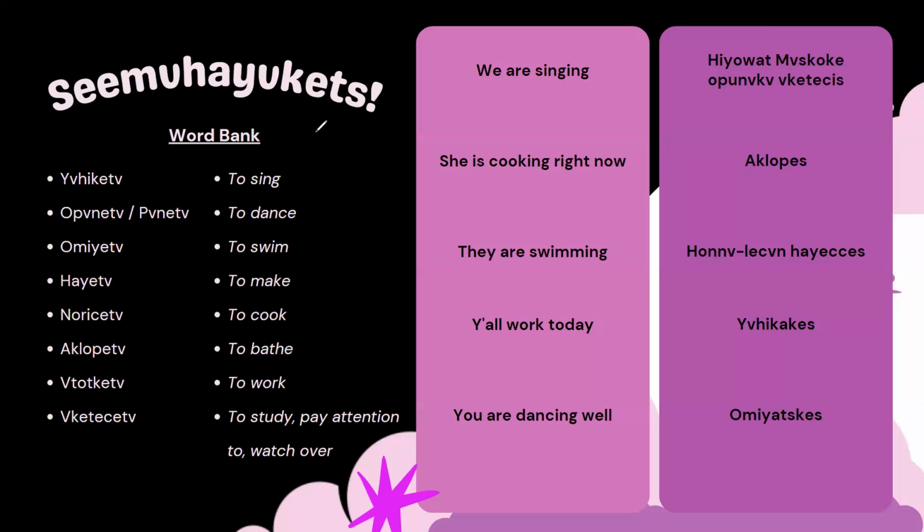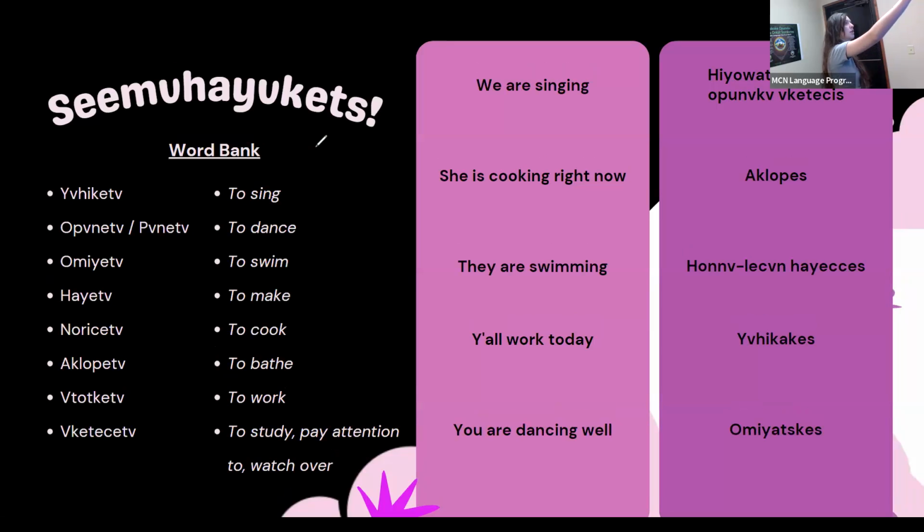Nice. Okay, so what we're gonna do is, one second. Real quick, just because I can hear the wind, but you're good otherwise. Okay, so we're going to move that away so I can see it. Okay, do the first one. So the left side we're doing English and Mvskoke, and then Mvskoke English on the other side. So we are singing.